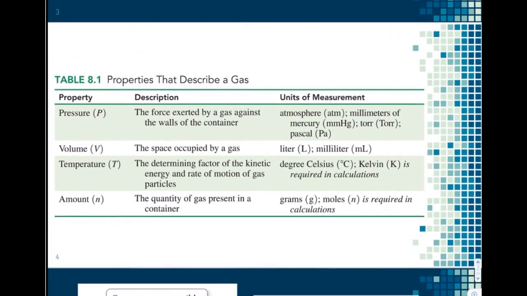And so looking at the different properties that we're going to talk about when we talk about gases, we're going to talk about pressure, volume, temperature, and amount. The pressure is the force exerted by a gas against the walls of the container, and we have a bunch of units of measurement of pressure. We'll talk about that later.